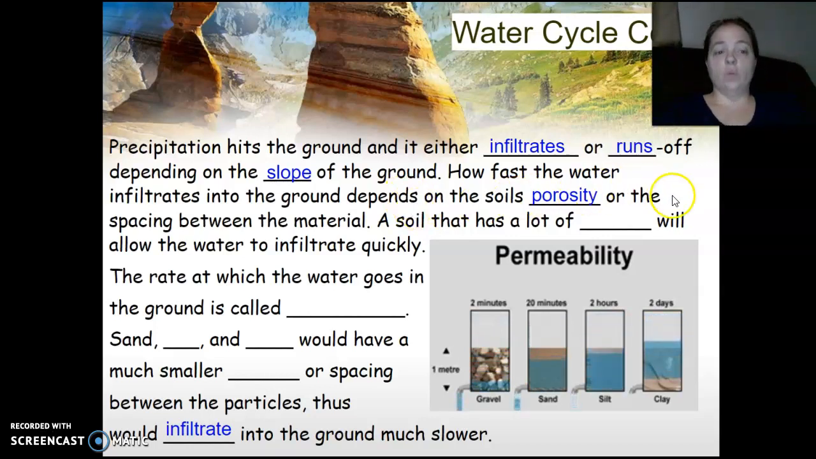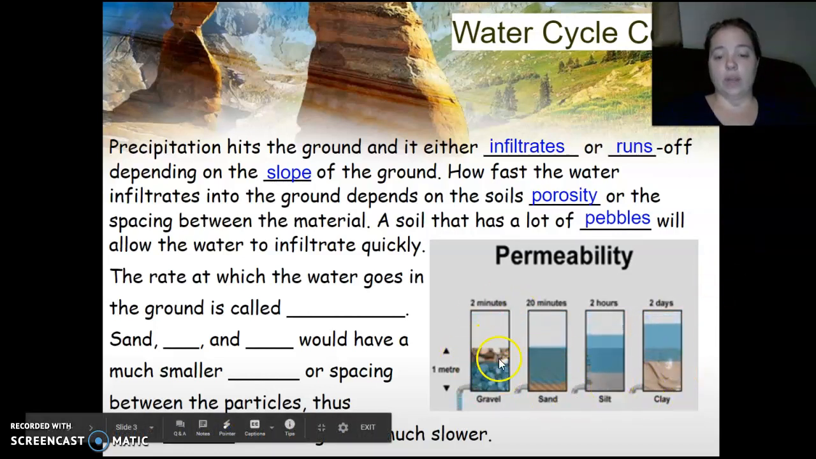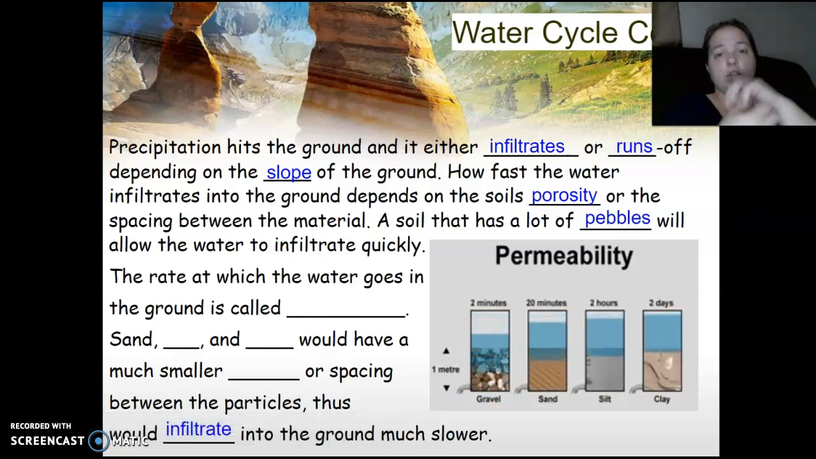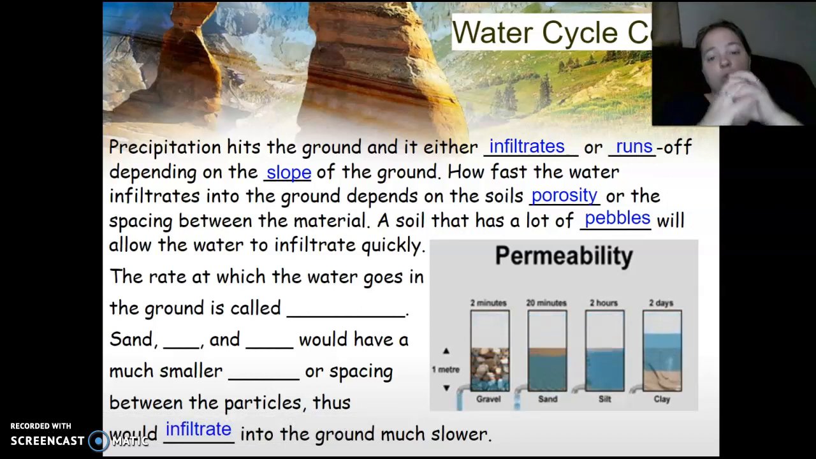How fast the water infiltrates into the ground depends on the soil porosity. It's one of my P words because there's a couple of them. Porosity is the spacing between the material. A soil that has a lot of pebbles will allow the water to infiltrate quickly. You can see right here, the gravel will tend to have more space in between because they're bigger chunks, whereas sand is smaller, so there's less room in between.